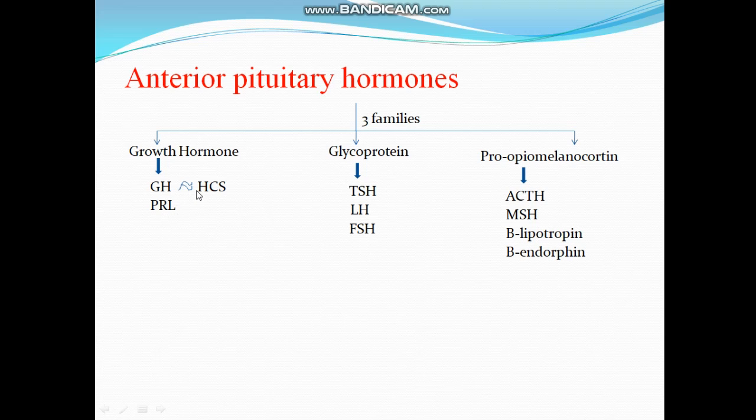Growth hormone and human chorionic somatotropin hormone are similar to each other because they are generated from the same gene expression. Right? In the glycoprotein category are the thyroid stimulating hormone, the luteinizing hormone, and the follicle stimulating hormone. These all three hormones are the same in their alpha chain, but there is a difference in the beta chain of these hormones. Pro-opiomelanocortin hormones. These hormones finally convert into the adrenocorticotropic hormone, melanocyte stimulating hormone, beta lipotropin, and beta endorphin.